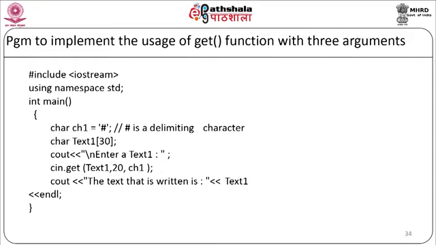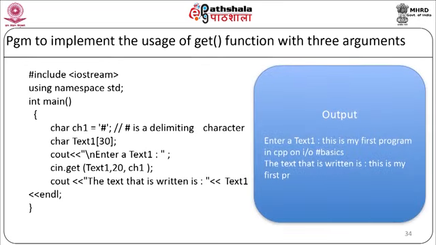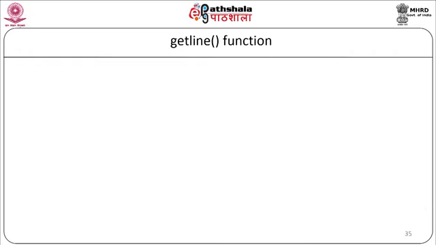Now when the above code is compiled and executed, it will produce the result as "Enter a text1". Suppose the text entered is "this is my first program in CPP on IO # basics". Then the output will be displayed as "The text that is written is this is my first program". Now here only the first 20 characters are accepted by the program, other characters are ignored by the program. And the hash is a delimiter character which is after 19 characters, so that is again delimited or ignored by the compiler. Now let's see the next function, which is the getline function.